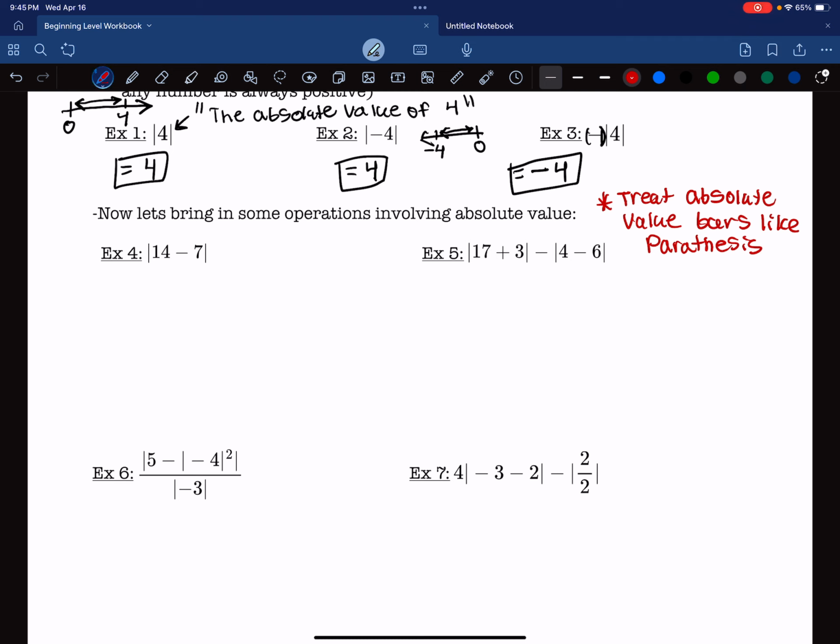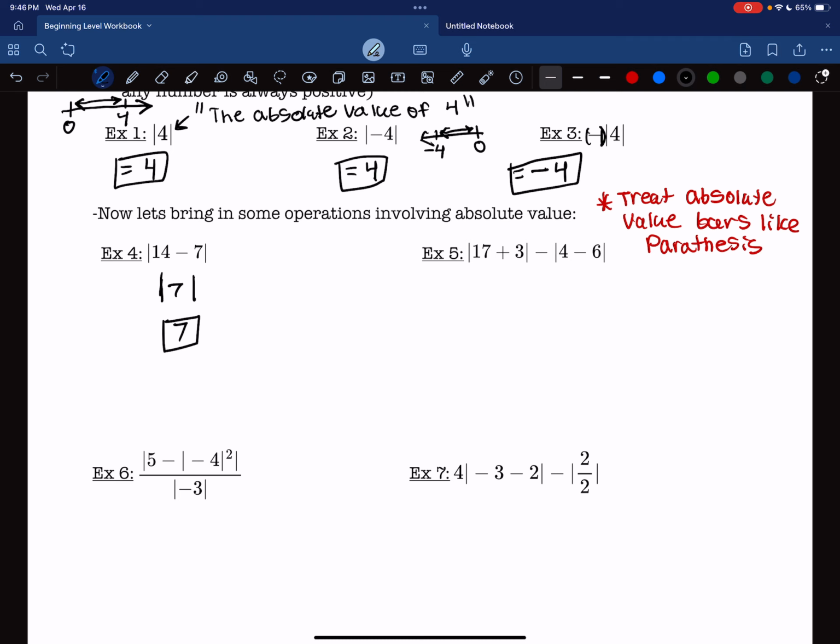So, with that being said, let's look at example 4. We have 14, the absolute value of 14 minus 7. So all we have to do here is find what 14 minus 7 is. And 14 minus 7 is 7. So we now have the absolute value of 7. And we have to think now what the absolute value of 7 is. So the distance between 0 and 7 is just 7. So that's our answer.